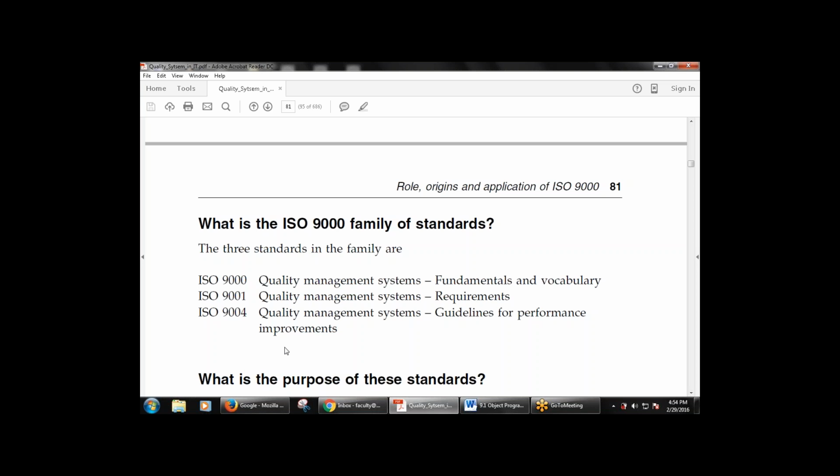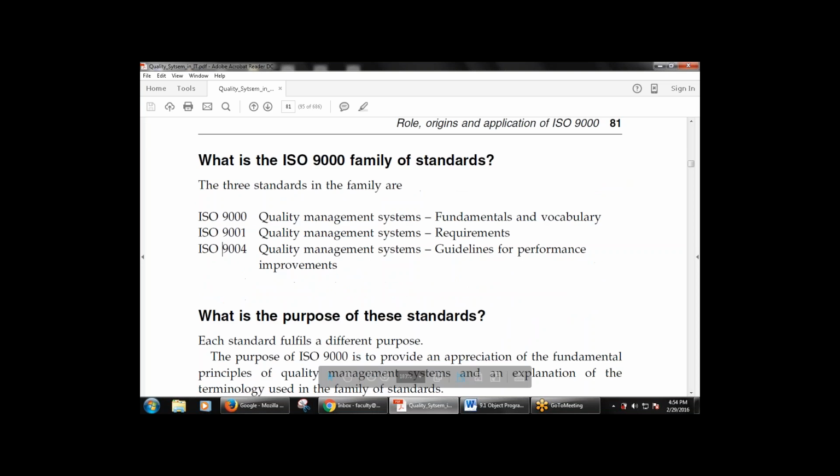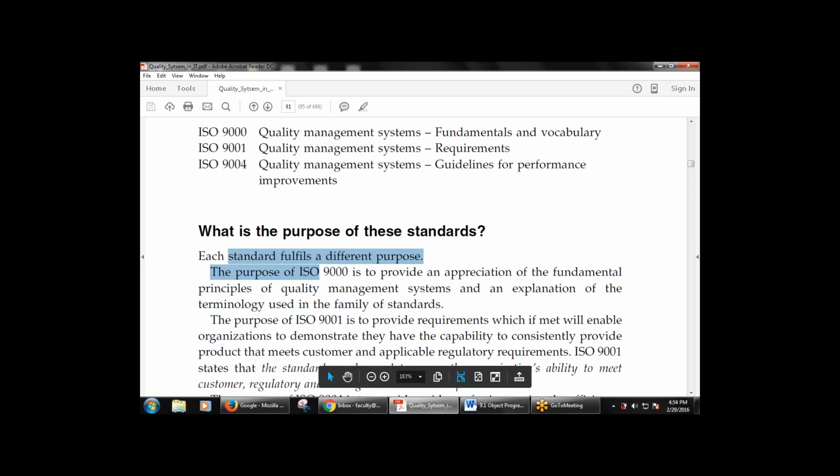Now, what is the main purpose of these standards? What is the main aim of these standards? Each standard fulfills a different purpose, and that is known as the purpose of the standards.